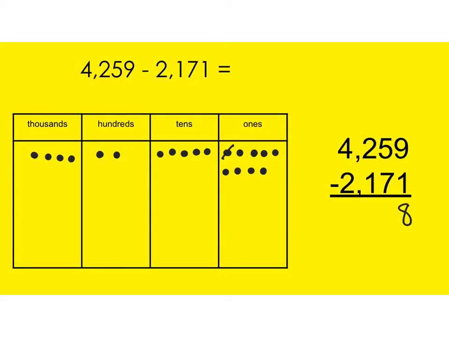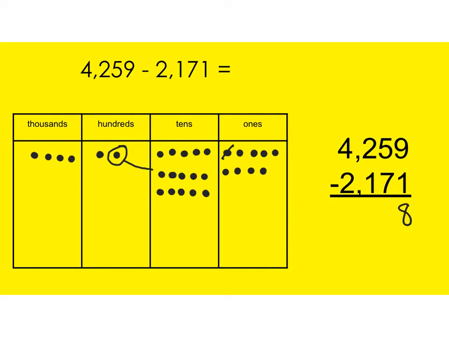Now let's go over to the 10s. In the 10s column, I have 5 10s, but I'm supposed to take away 7. I have a problem. If I have 5, how can I take away 7? So I need to decompose one of my hundreds. So let's just see what that looks like on the place value chart. If I take away 100 and I decompose it into 10s, I have 10 10s make 100. So now I have 15 10s, so I can actually take away 7.